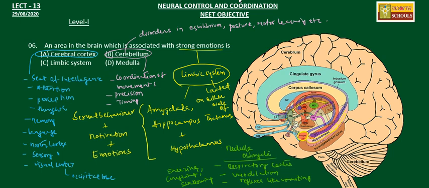So you can see other parts of the brain too. The cerebrum, and this whole portion is the corpus callosum that connects the two cerebral hemispheres. And you can see this portion is the pons here, and this is the medulla oblongata that continues as the spinal cord, and this is the cerebellum. So the answer for this question, the area of the brain which is associated with strong emotions, is the limbic system. So option C is right.